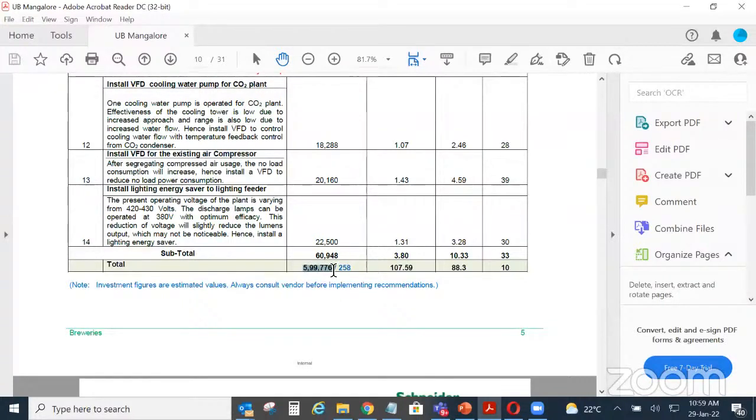This is the energy consumption reduction, and this is the investment in terms of whatever the currency is. It can be US dollars or it can be Indian rupees, INR. This is the investment value. This is the saving, and finally what is the payback. So yes, for this particular phase, the complete overall payback is almost 10 months, which is very good.